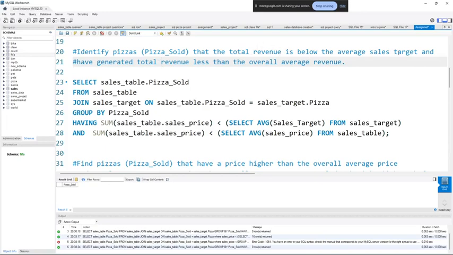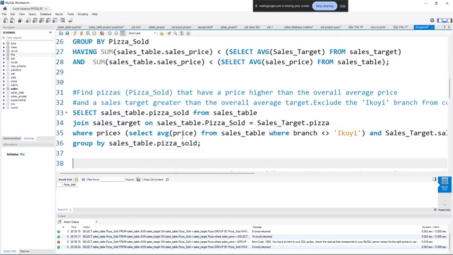They said the total revenue is below the average sales target. Which is this? This is the total revenue. The total revenue is the sum of the sales price. It's less than this. And total revenue is also less than the overall average price. That is the overall average revenue, which is this. I think that has settled what we have. This is total revenue, and this is the syntax for the overall average revenue. Let's continue.